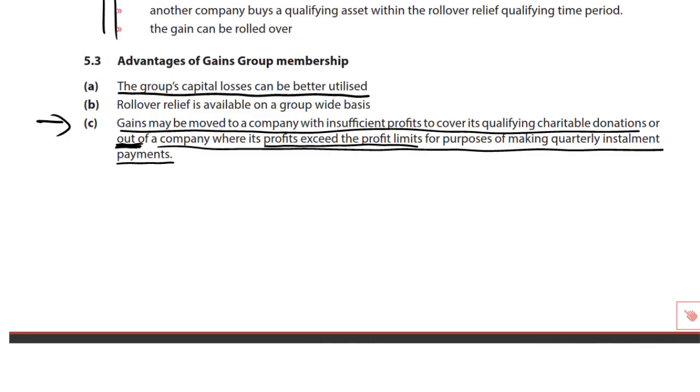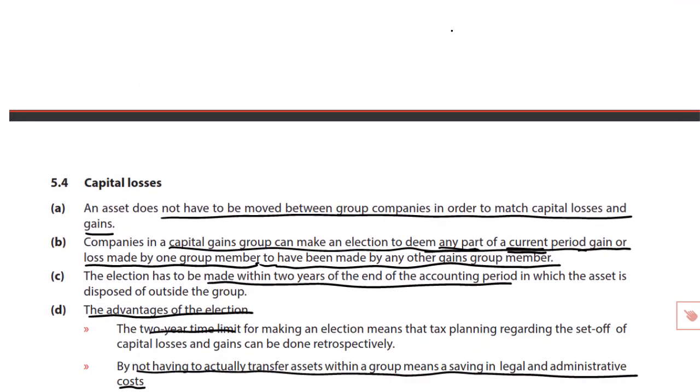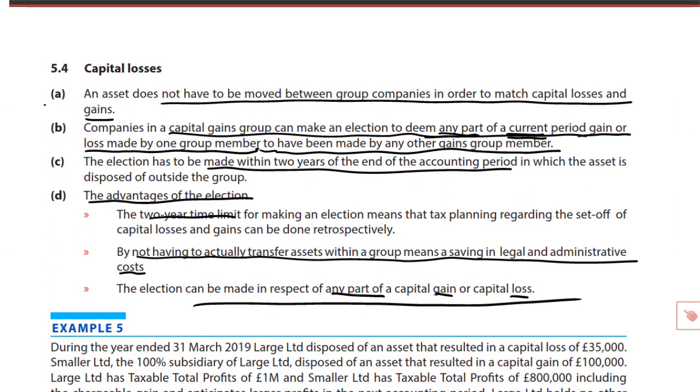Okay, going back to our notes therefore, we've seen how we can use capital losses most efficiently within the group. We've seen how without losses, even gains may be moved around within the group, basically there to try to bring a company's profits down from above the profit limit to the profit limit to avoid the possibility of having to make quarterly instalment payments. The other point, as we know, is that rollover relief is now available on a group-wide basis. Here is all the detail that we've gone into in relation to those capital losses.